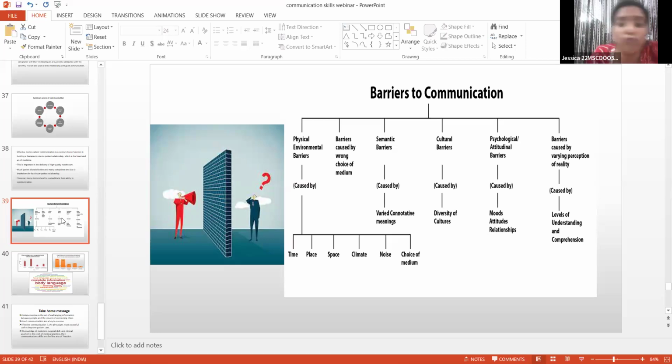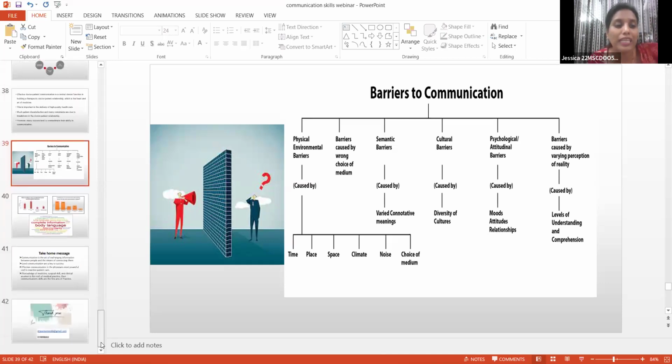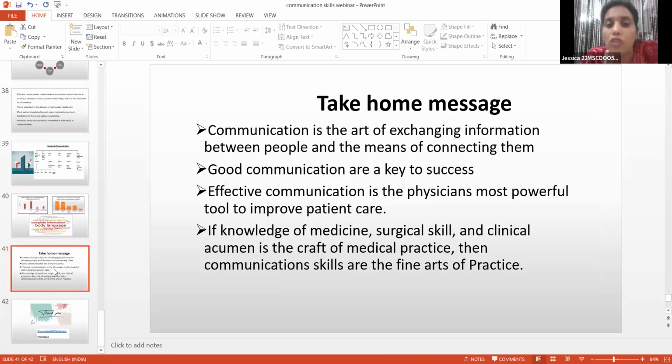So these are the different types of barriers which lead to decreased or non-effective communication. So the take home message, what we need to take home today, is that communication is the art of exchanging information between people and the means of connecting to them. And this is a very, very important aspect of our case taking. Good communication is the key to success.